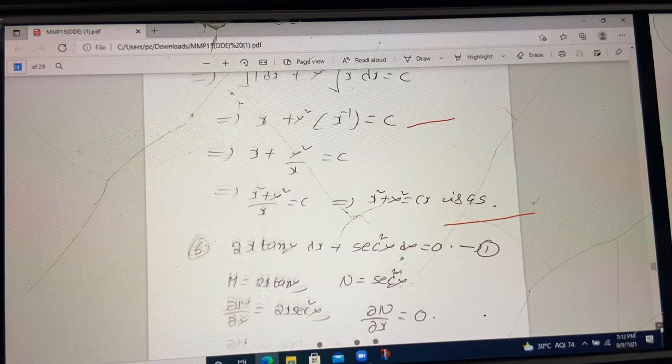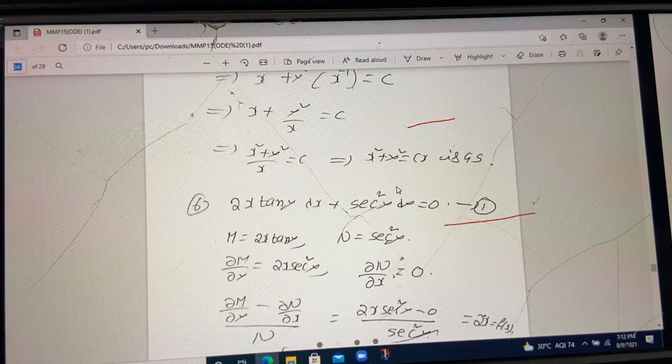Now, let us check with this. M is 2x tan y, N is sec² y. ∂M/∂y: what is the derivative of tan y? sec² y. ∂N/∂x, derivative with respect to x, is 0. Then (∂M/∂y − ∂N/∂x)/N. Why should it be N? Because M is also simple.